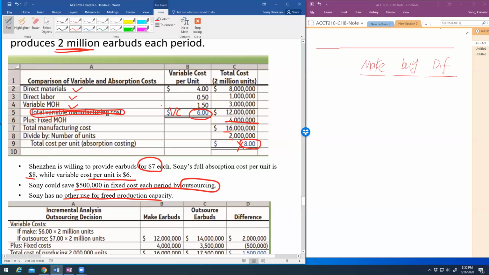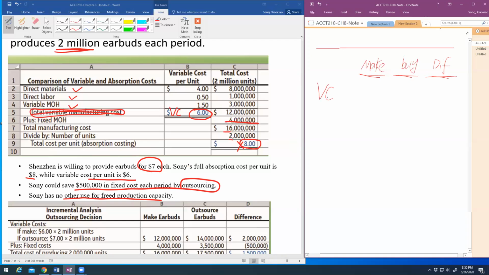For the variable cost, we make or we buy, right? So we make or we buy. We can kind of look at the difference. So we first look at the variable cost. For variable cost, if we make, we said the variable cost is $6 each. We totally produce 2 million. So if we make, our variable cost is $12 million. It's $12 million here. But if we buy, the variable cost will become our purchase price.